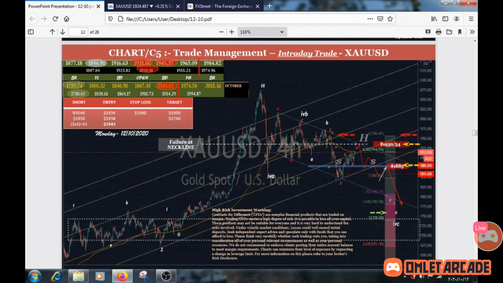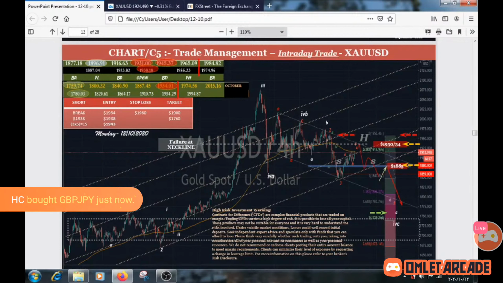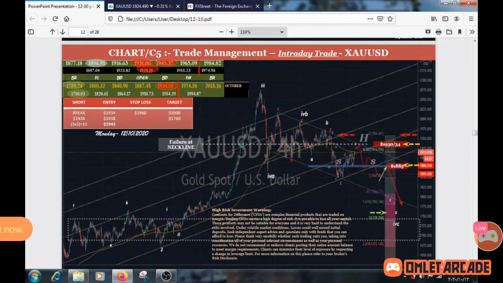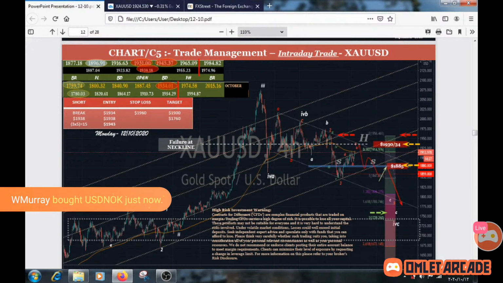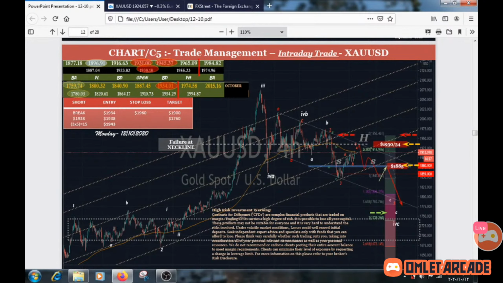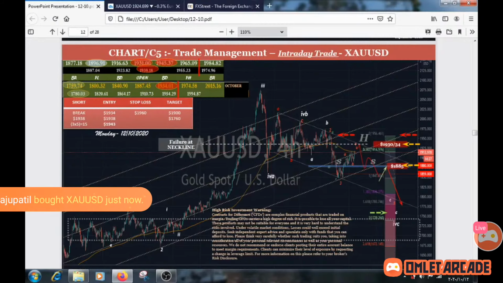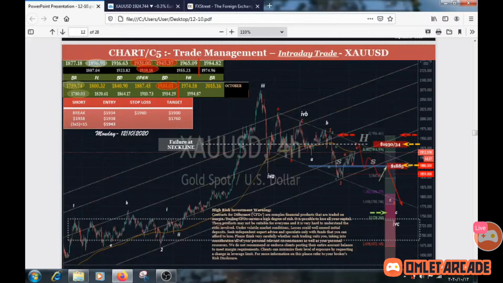So we could, of course, enter very small size in these levels between 1,931 all the way to 1,945. Accumulate a very small position all the way down to 1,900. We're out at 1,900. So you're entering at 1,934, 1,938, 1,943. If you're filling these levels, you'll be holding 1,960 or even 65. Your target is 1,900.